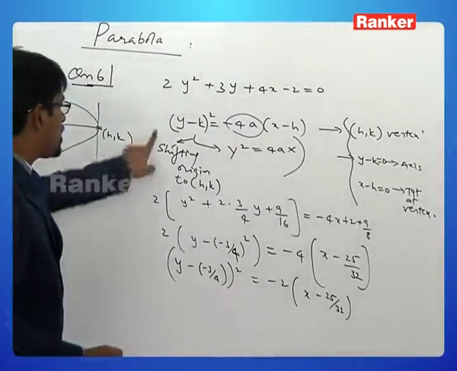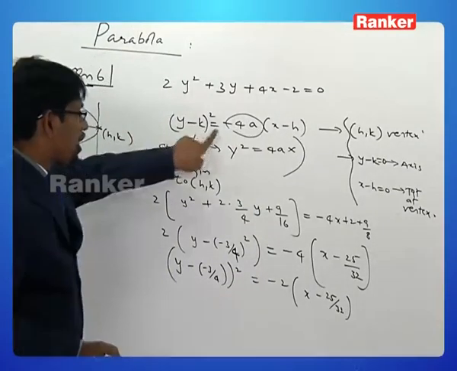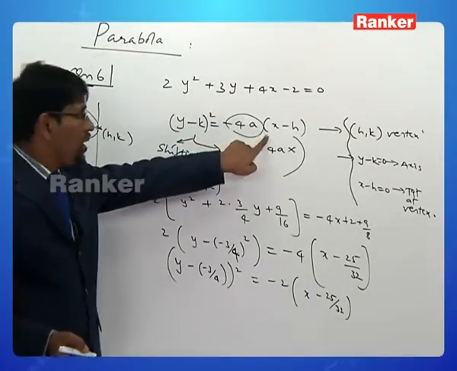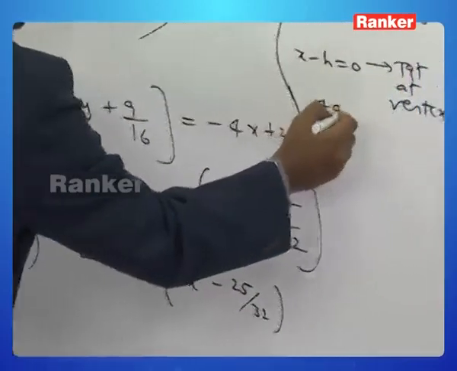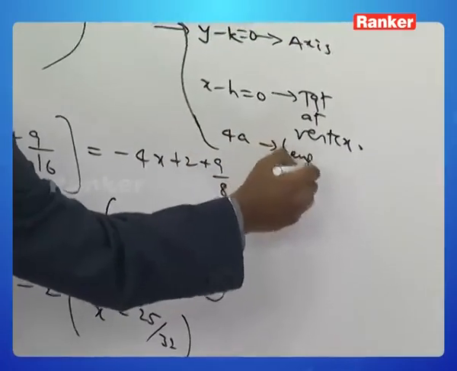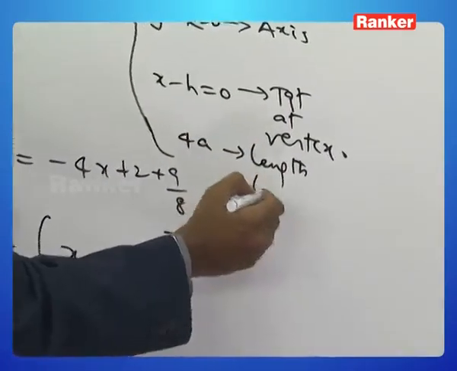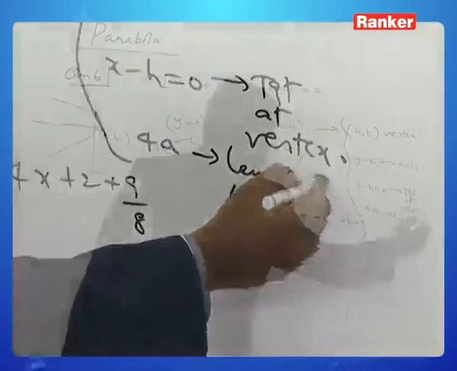So we observe that it is in this form: (y minus k) whole square is equal to minus 4a into (x minus h). For this parabola, 4a is the length of the latus rectum. Length of latus rectum is 4a.